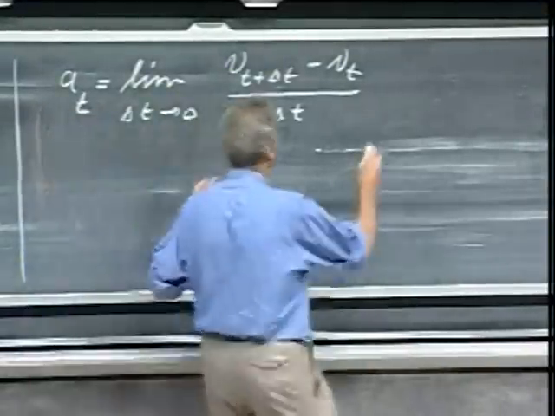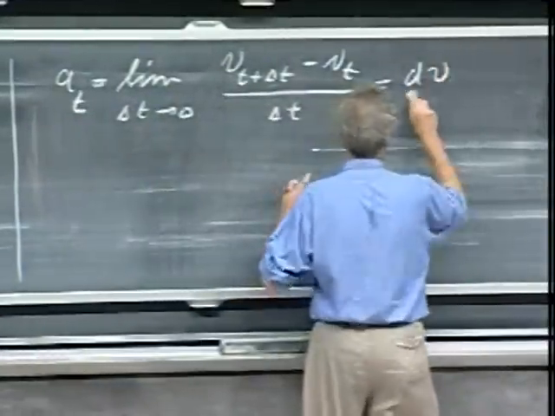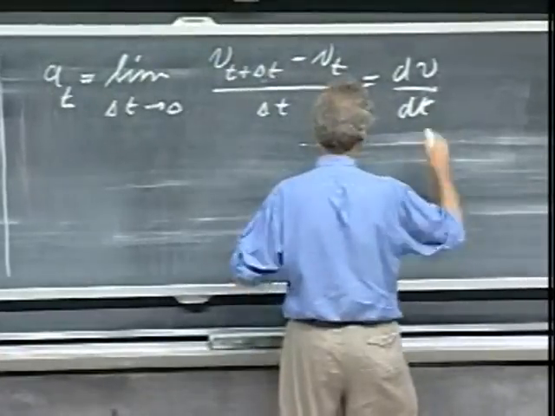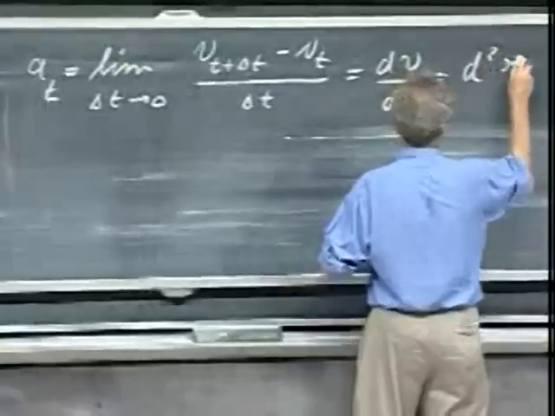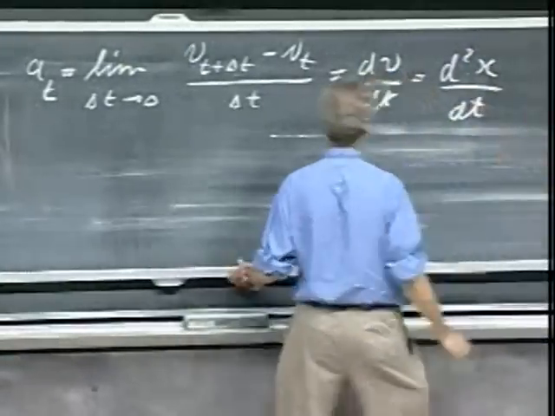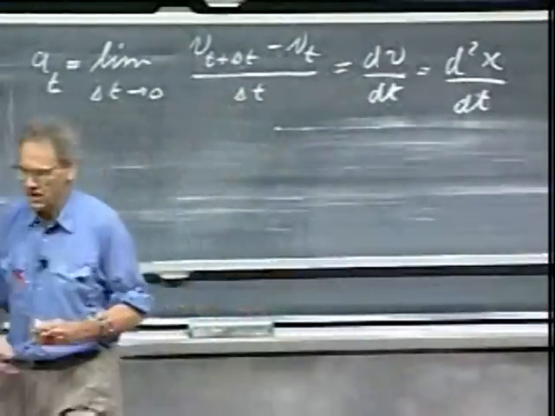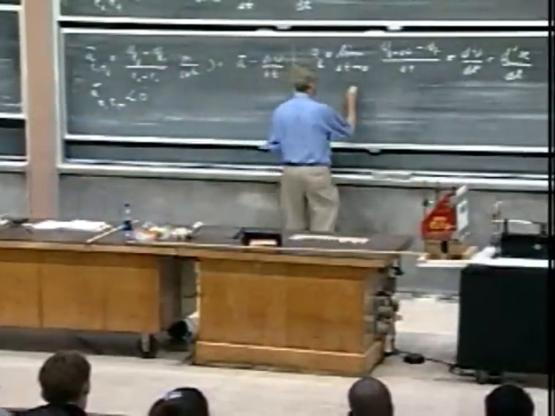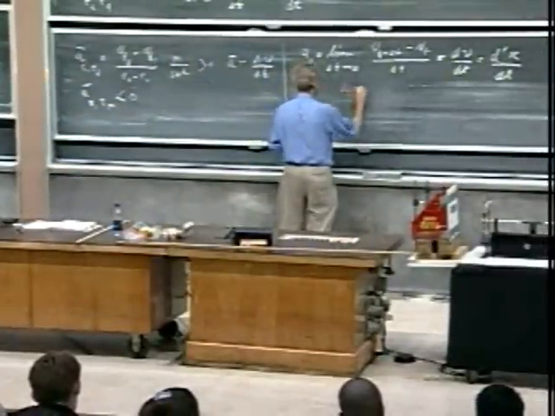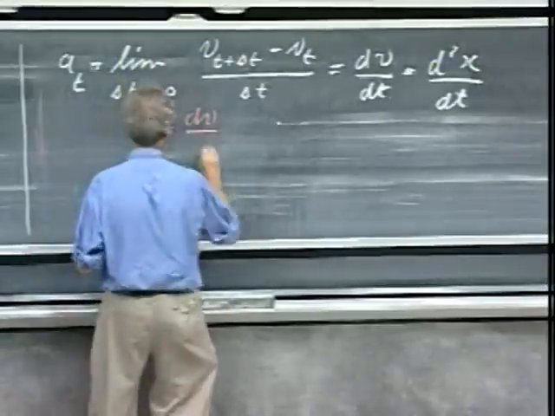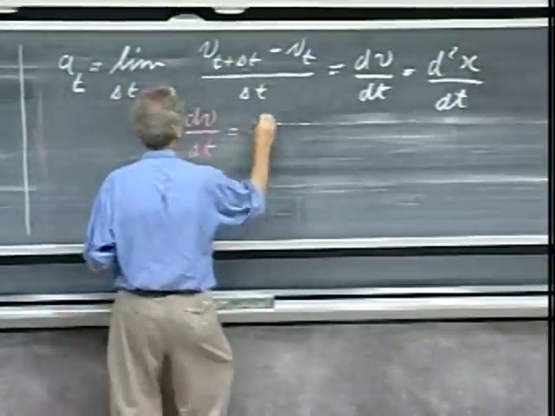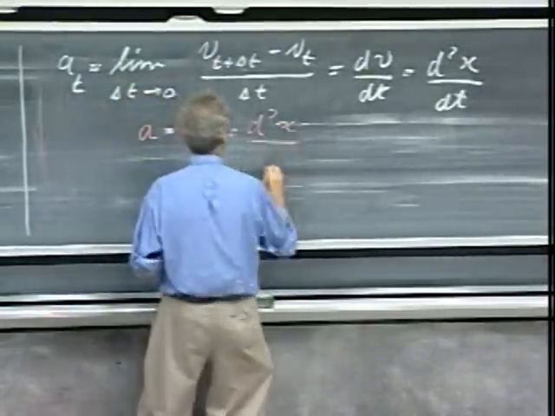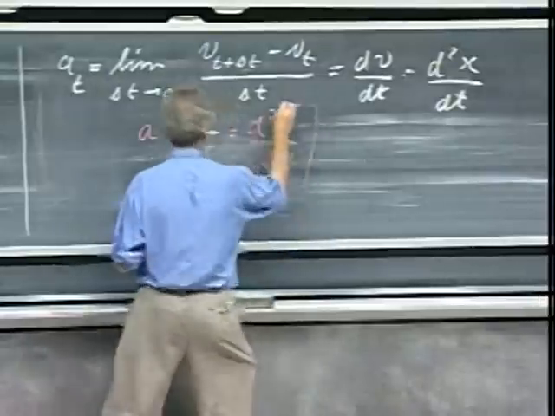And this, you will recognize, is the first derivative of velocity versus time, which is also the second derivative of position versus time. And so here comes the second equation that I really want you to remember forever and ever and ever: the acceleration is dv/dt, which is also d2x/dt squared.